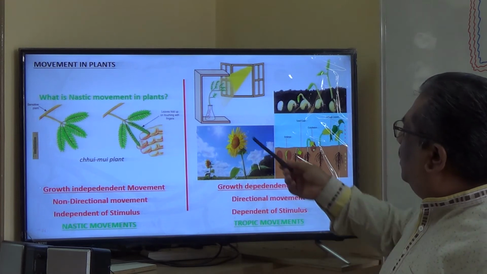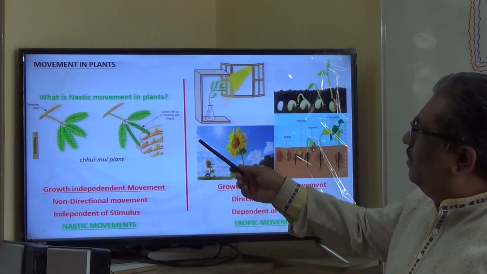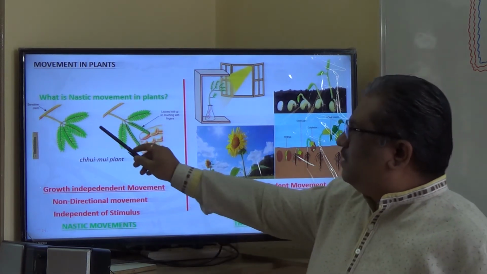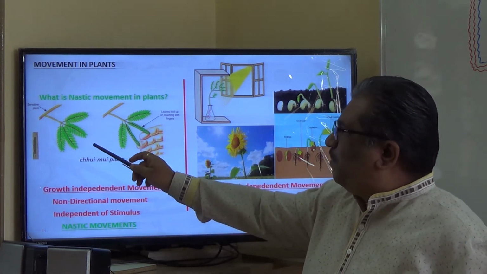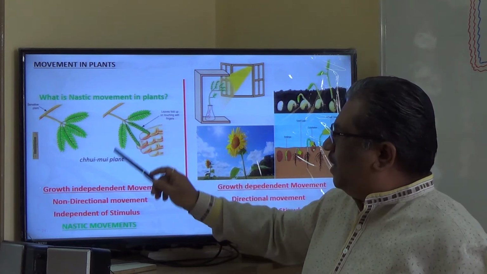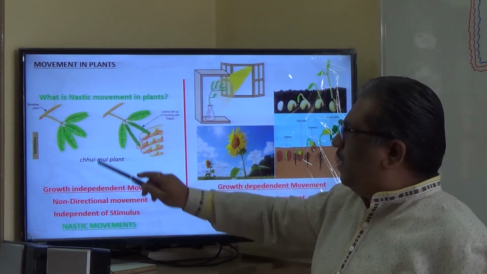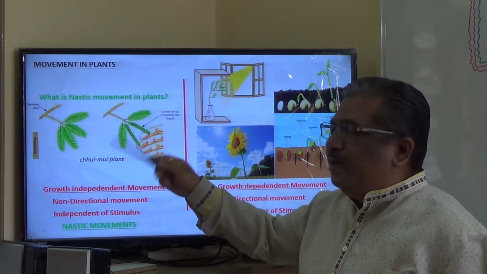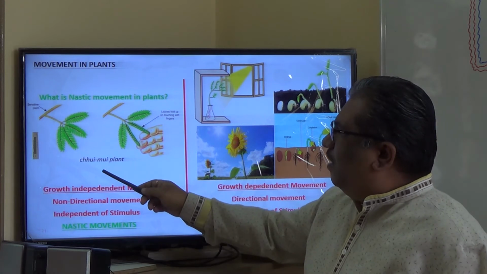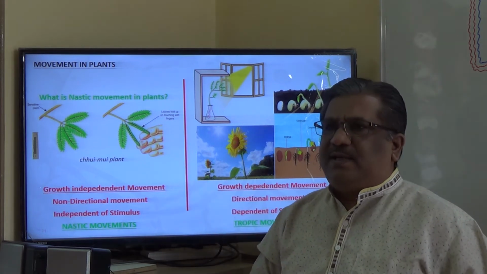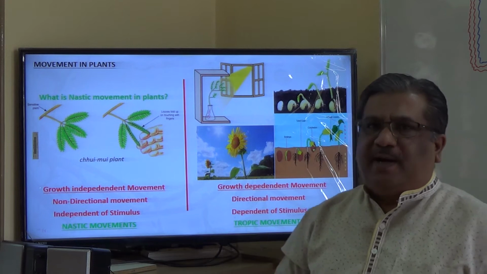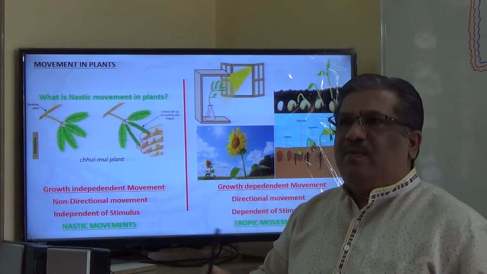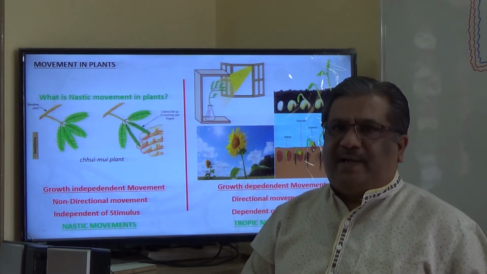A few things over here, and let's hold this for the time being. Let us discuss one more here. This is a part of the plant called chui mui, or the scientific name for this plant is Mimosa pudica, which is also called the sensitive plant, which is also called the touch-me-not plant.